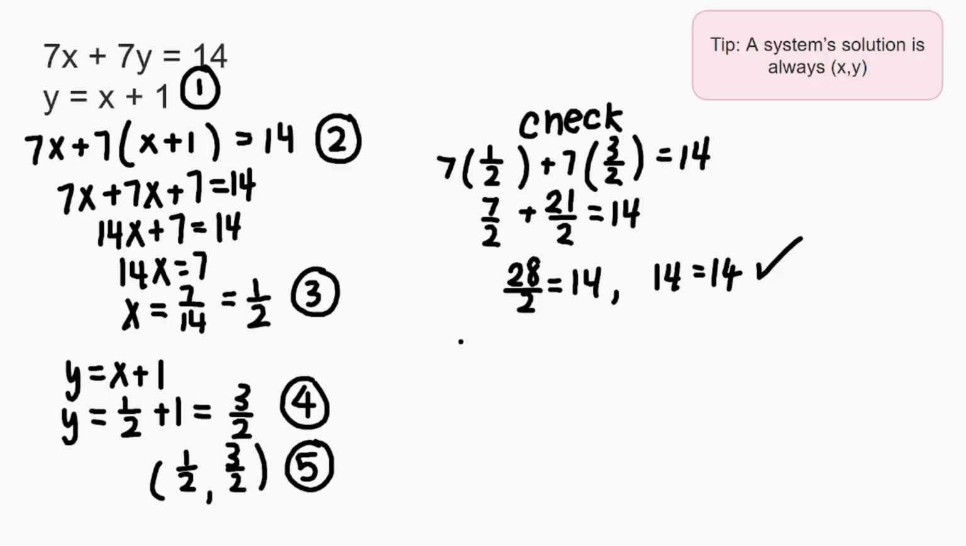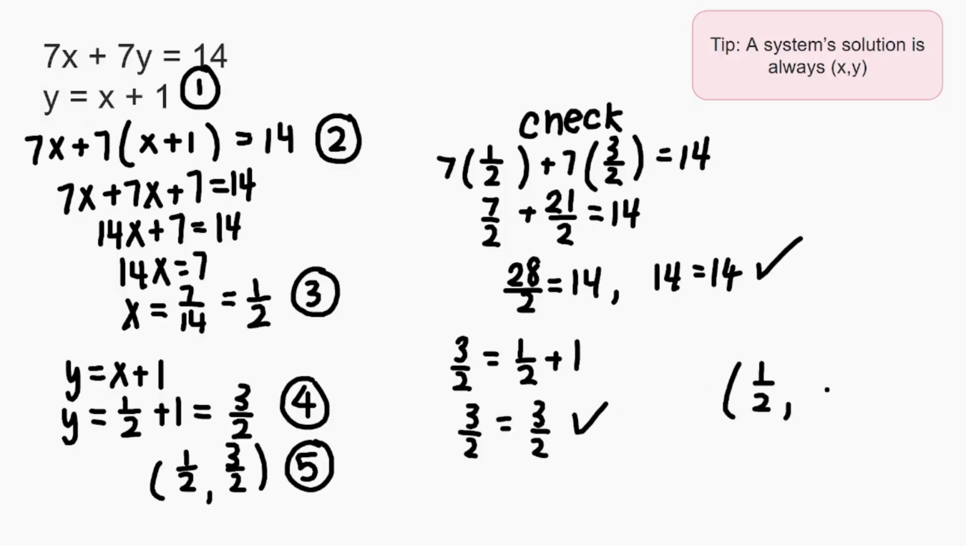Now for the second equation, we have y, which is 3/2, equals 1/2 plus 1. 3/2 equals 3/2. So we know this is correct as well. So we know our final answer is going to be (1/2, 3/2).